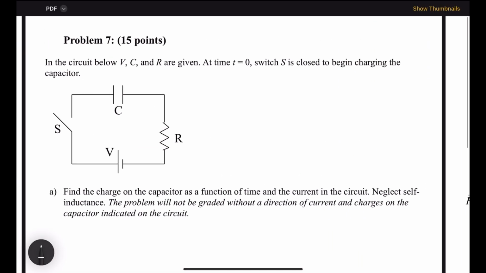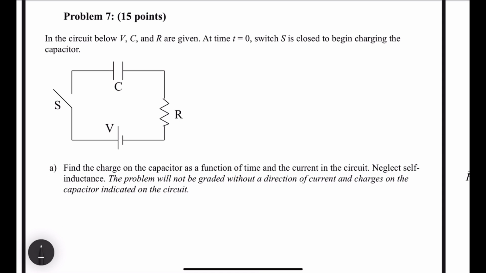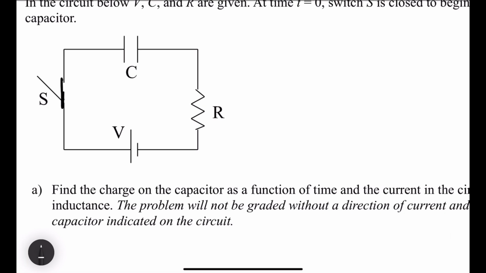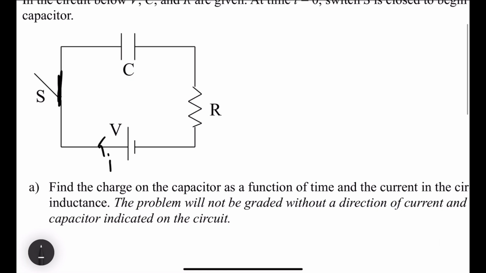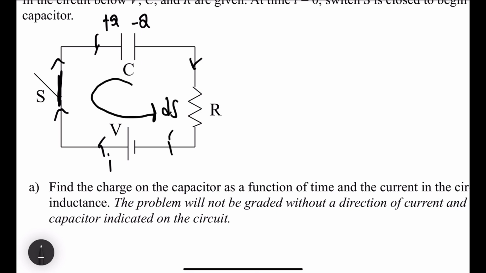Now for the last problem, in the circuit below, V and R are given, at time equal to 0, the switch is closed to begin charging the capacitor. And it wants us to find the charge in the capacitor as a function of time and the current in the circuit. We want to neglect self-inductance. So there's a battery, right? So let me just close the switch. There's a battery, so I'm just going to make current come out this way. I'll make this side plus Q, this side minus Q. I'm going to go around the loop this way by convention, because again, that's how the book does it.